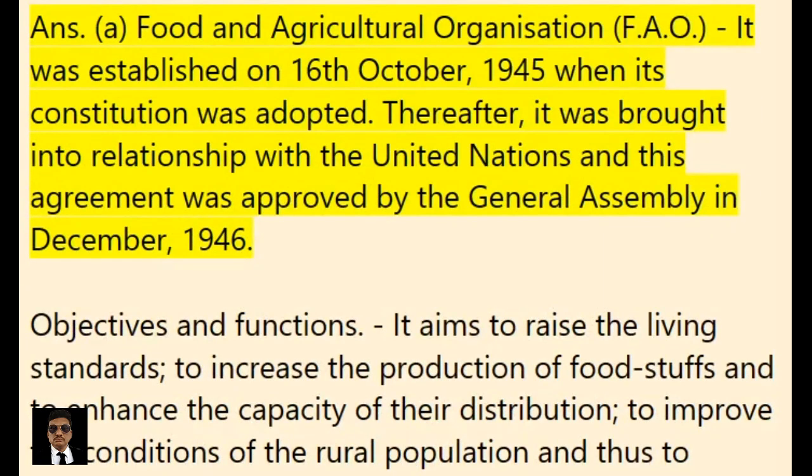Ans. A. Food and Agricultural Organization, FAO. It was established on 16 October 1945 when its constitution was adopted. Thereafter, it was brought into relationship with the United Nations, and this agreement was approved by the General Assembly in December 1946.